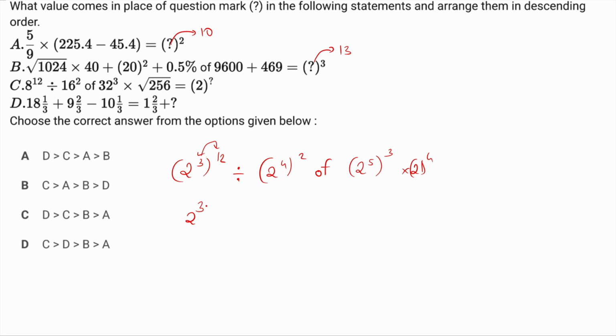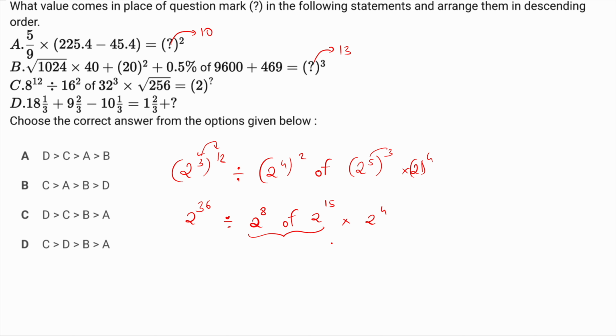That's 2 raised to 36 divided by 2 raised to 4 the whole raised to 2, which is 2 raised to 4 twos are 8, of 2 raised to 5 raised to 3, which is 2 raised to 5 into 3, that's 15, into 2 raised to 4, which is 2 raised to 4 as it is. Now we'll use the rule of BODMAS. We first solve the of part. This is the of part.